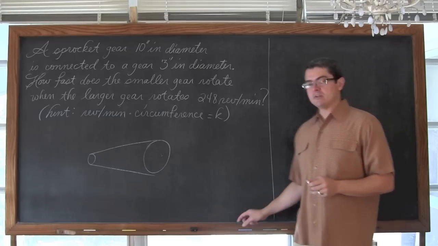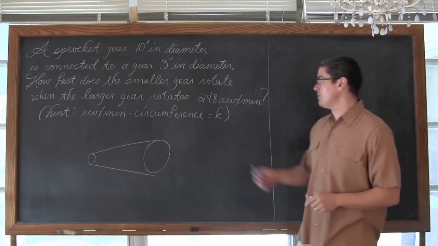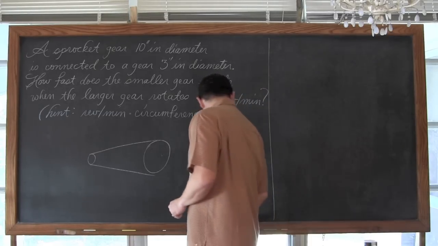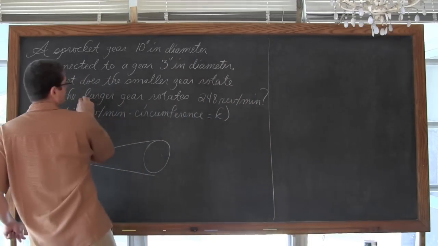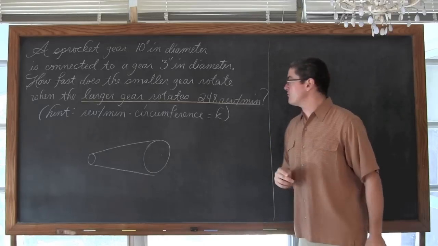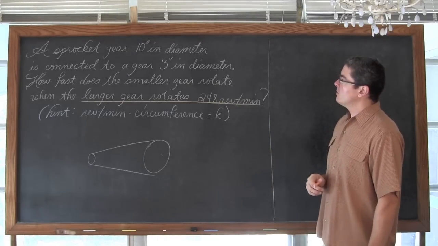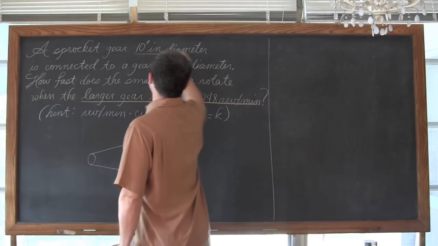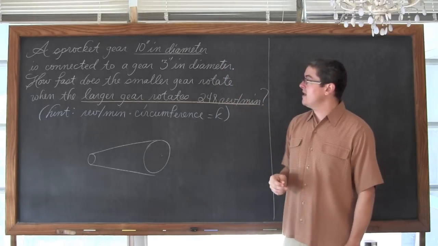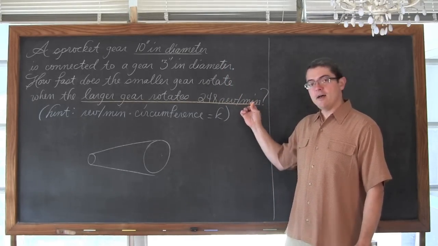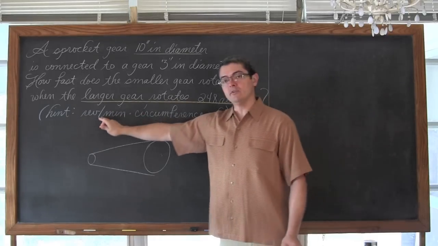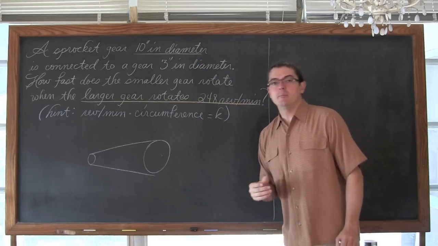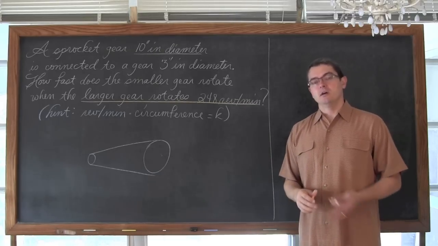And we must be given enough information in this problem to allow us to find k, the constant of change. Well, for the larger gear, we have that it's rotating 248 revolutions per minute. So what other information do we have for the large gear? We have that the large gear has a 10-inch diameter. So we have how fast the large gear is rotating, revolutions per minute. We can find the circumference for the large gear because we know how big it is in diameter, and that's going to give us a constant of change.